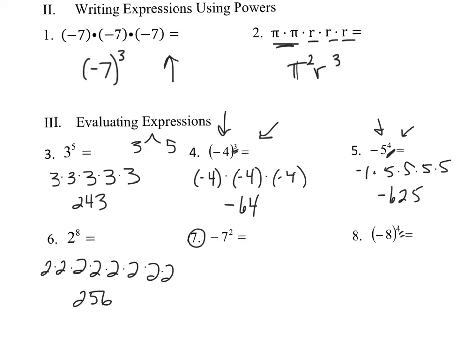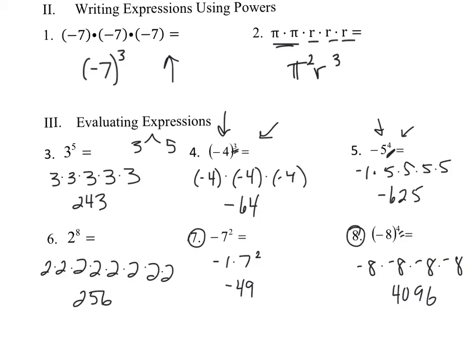So number 7 and number 8, there's those 2 different ones. So in number 7, it's like saying -1 times 7 squared, which 7 squared is 49, so it's -49. But then in number 8, it's -8 times -8 times -8 times -8, which is going to give you that positive 4,096.